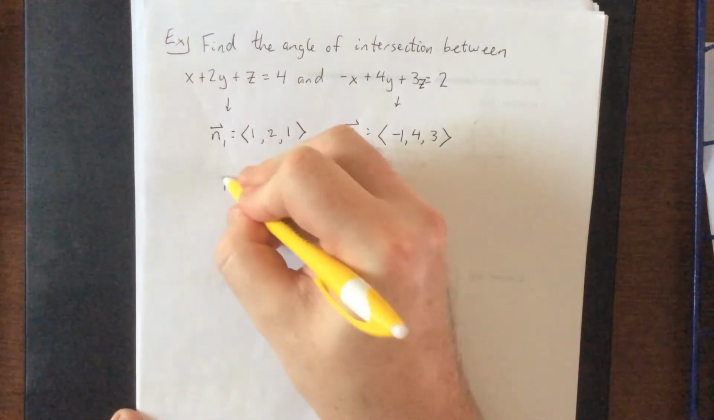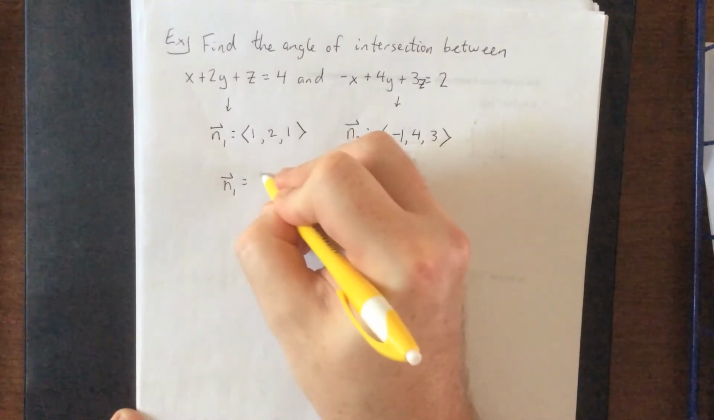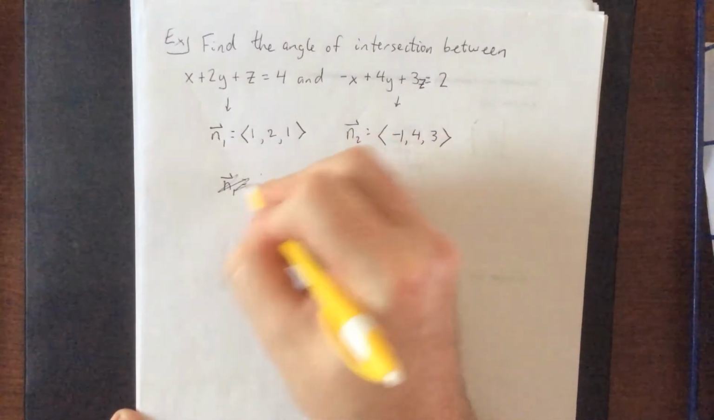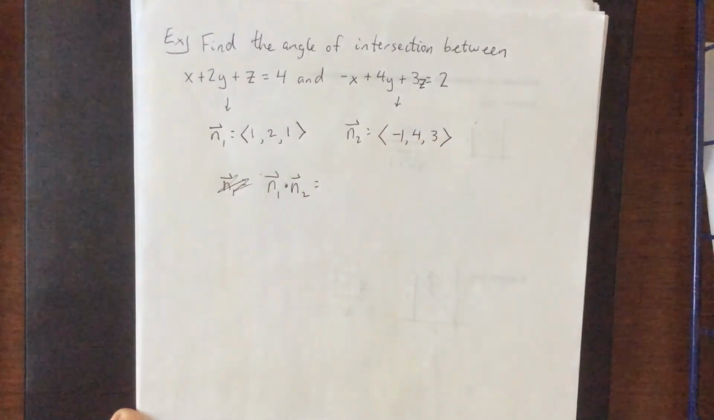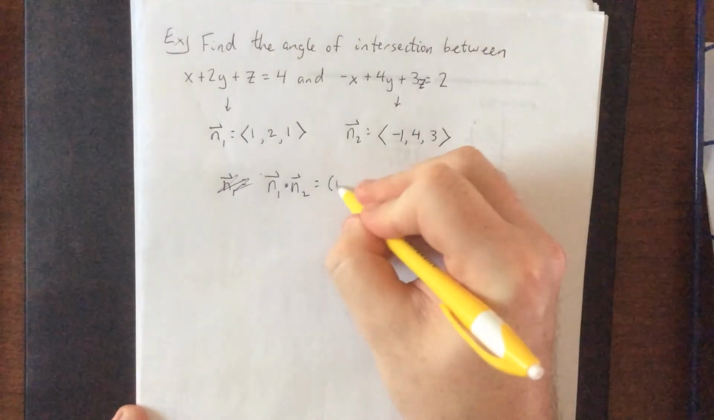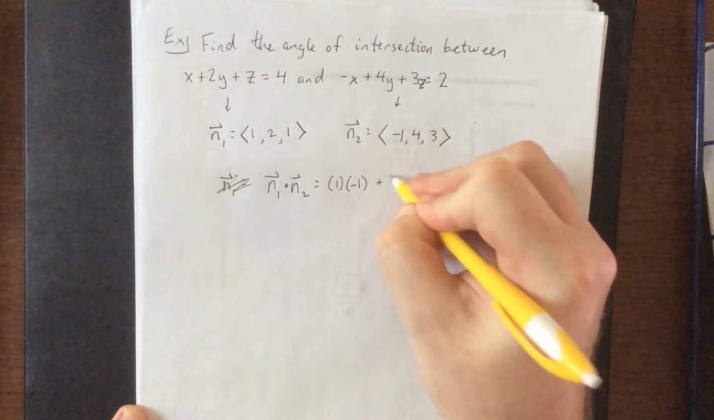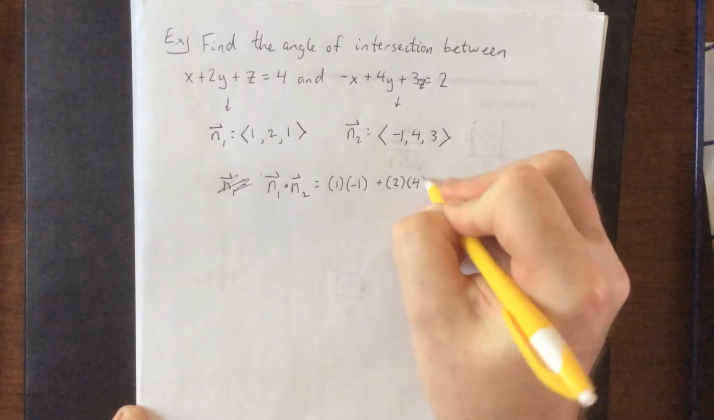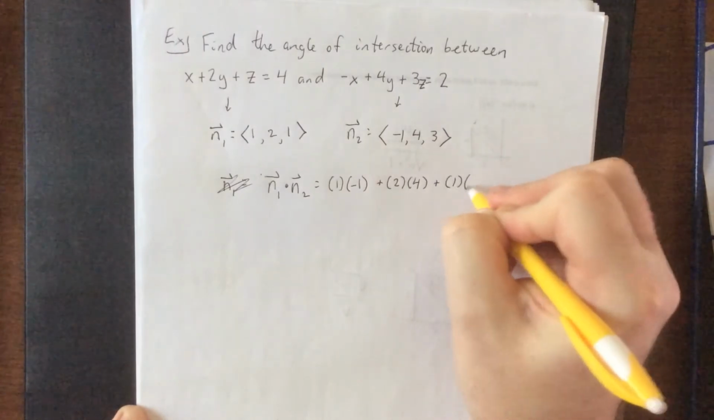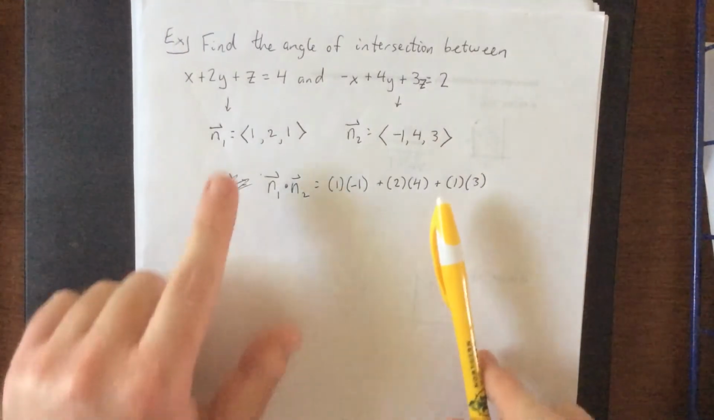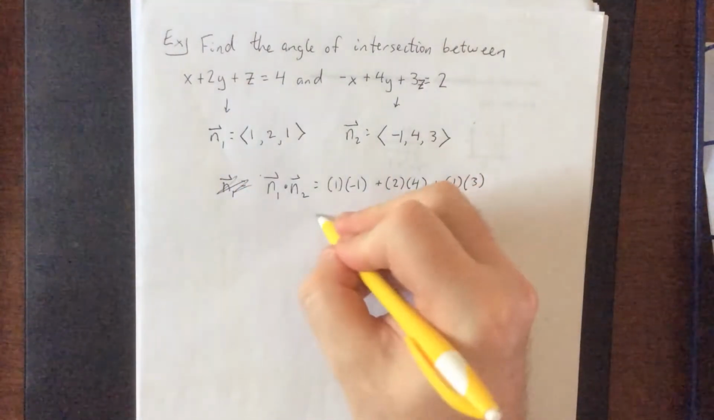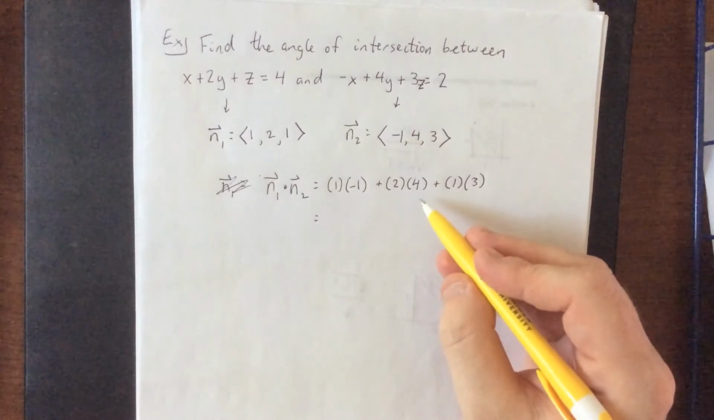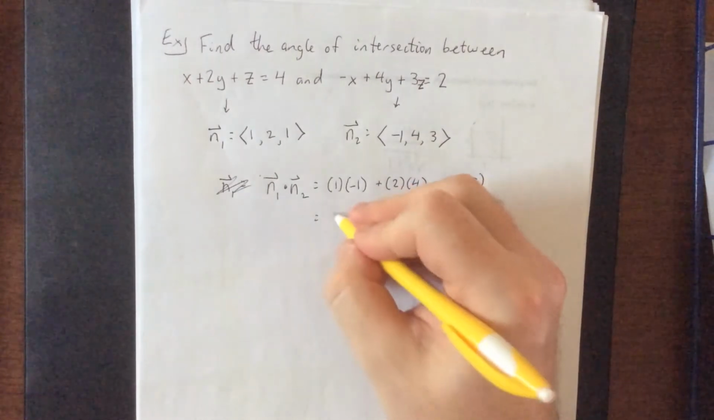So first thing we'll do is find the dot product of the two of them together. Same process as what we went through in our previous section. We multiply the corresponding components together and add all of the results. So corresponding components would be 1 times negative 1, 2 times 4, and 1 times 3. I'm seeing negative 1 plus 8, which is 7, plus 3, which is 10.